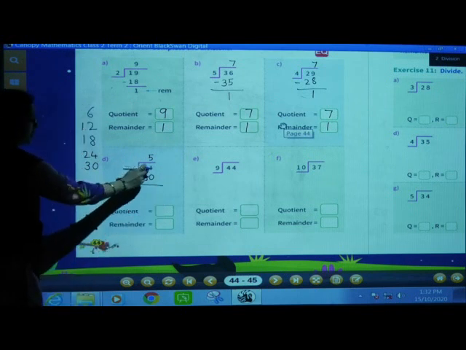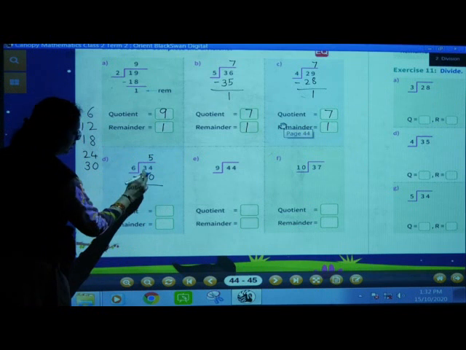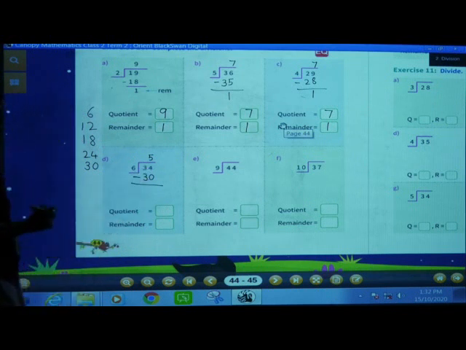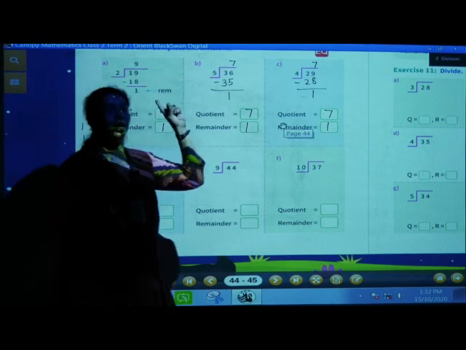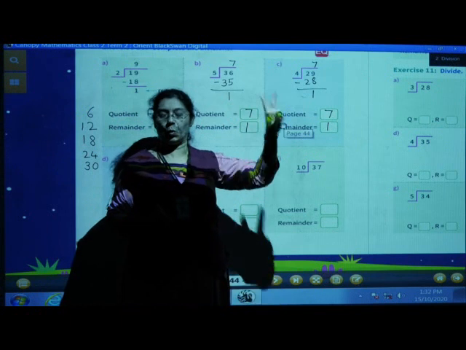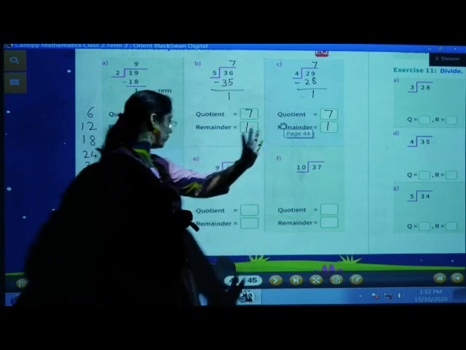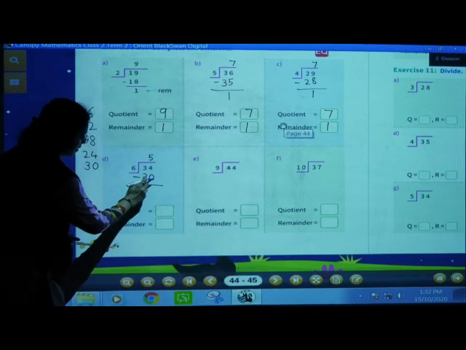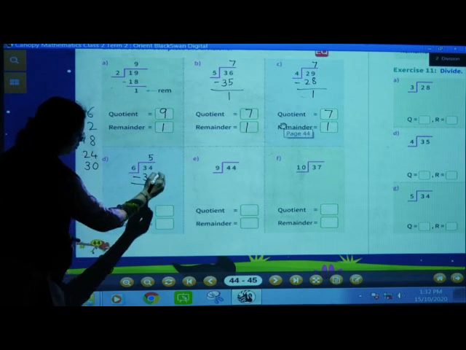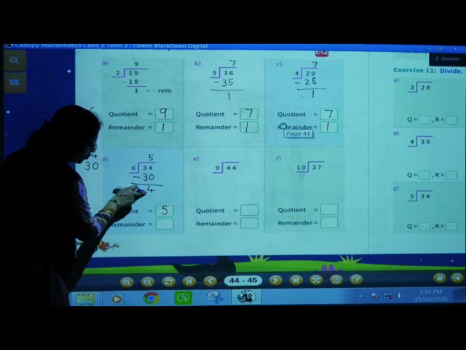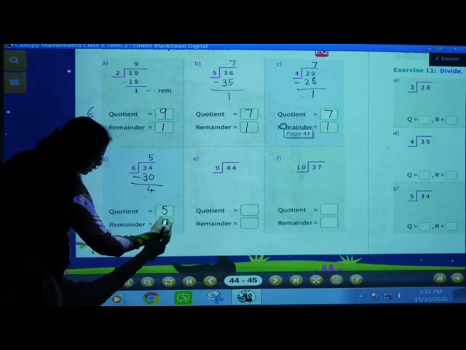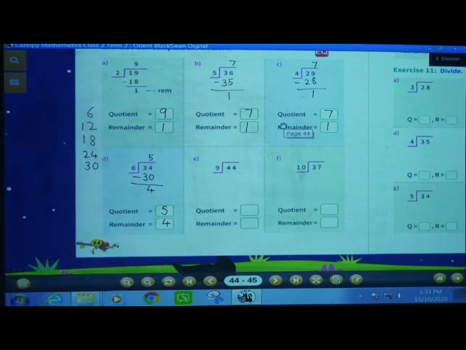Write 30 below this dividend and then subtract. 34 minus 30. After 30, count fingers till you reach 34: 31, 32, 33, 34. Then 5 is the quotient and what is the remainder? 4 is the remainder.